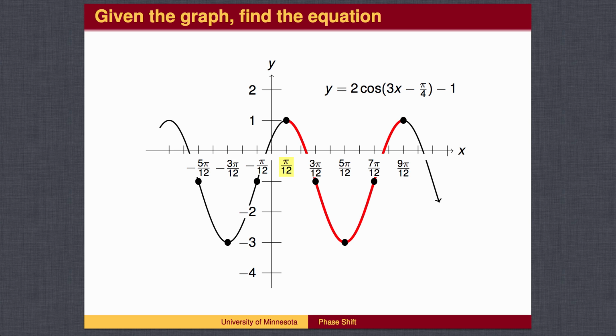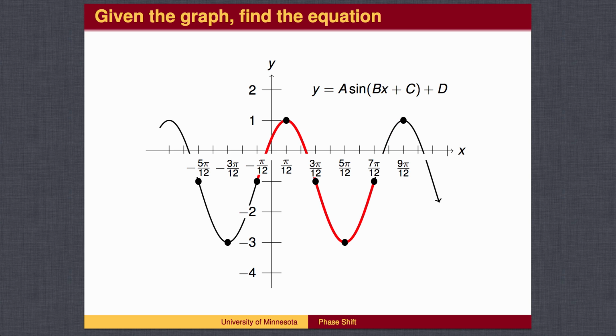Finally, we know the phase shift is pi over 12. The phase shift is the value of x that makes the angle 0. In this case, the angle is 3x plus c, so we have the equation 3x plus c equals 0, and we know that the x value should be pi over 12. So we solve the equation 3 times pi over 12 plus c equals 0, giving c equal to negative pi over 4. This is one possible way to write the equation for the graph.